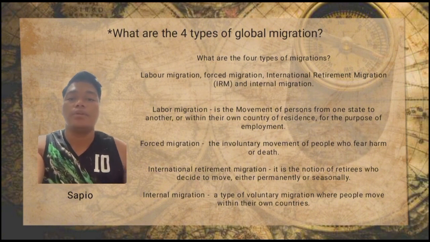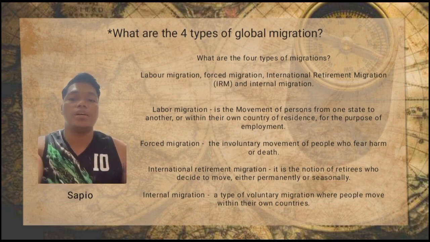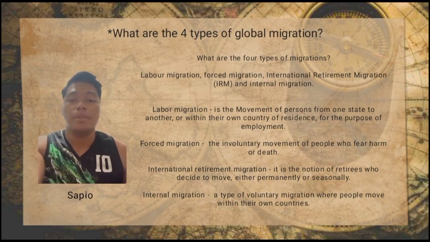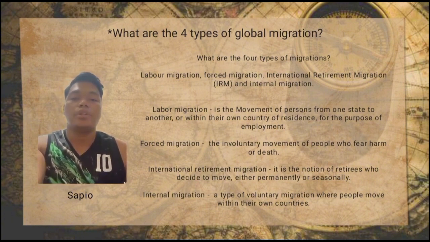Next, we have international retirement migration. It is the notion of retirees who decide to move either permanently or seasonally. The reason behind that is lower housing cost. According to a February 2023 study by Vanguard, 60% of retirees who move sell a home in a high-priced market and move to a cheaper location.